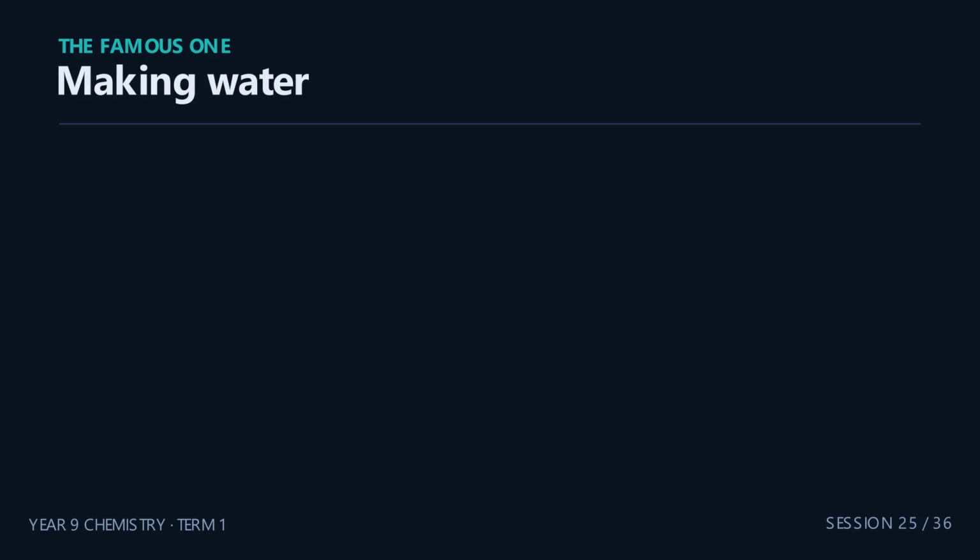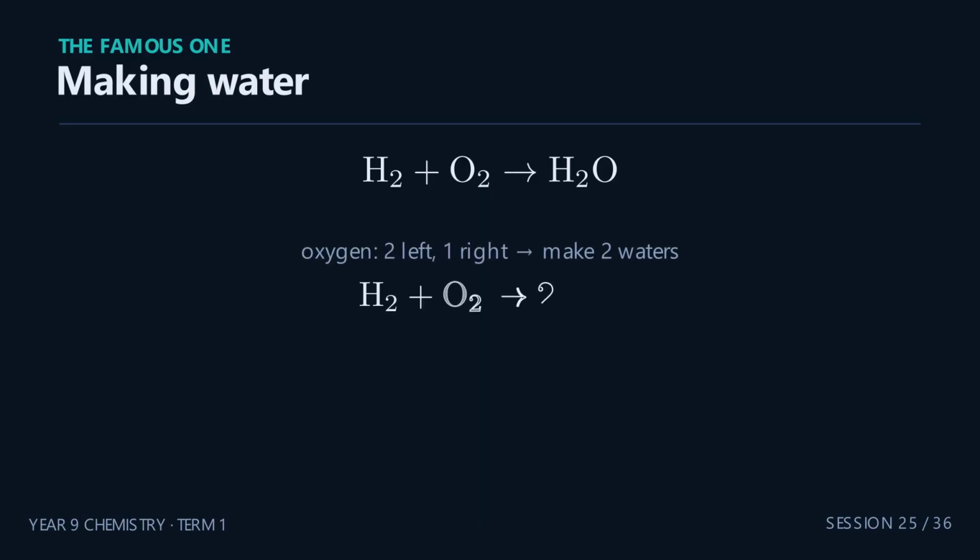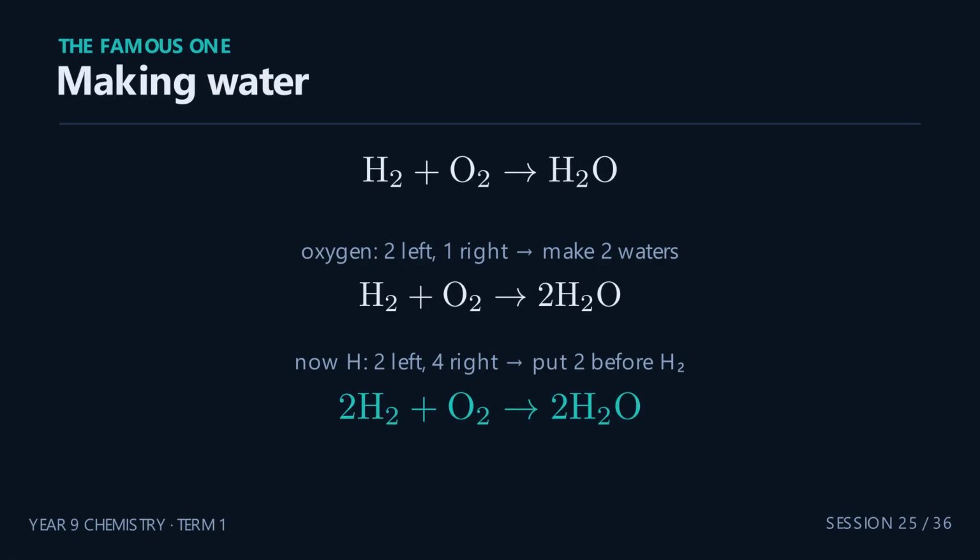Let's do the famous one, making water. We start with H2 plus O2 gives H2O. Look at the oxygen, 2 on the left, only 1 on the right. So make 2 waters, a 2 in front of H2O. That fixes the oxygen, 2 each side. But now count hydrogen, 2 on the left, but 4 on the right. So put a 2 in front of the H2 on the left. Recount, 4 hydrogens each side, 2 oxygens each side. Balanced. 2H2 plus O2 gives 2H2O. A rhythm is emerging, isn't it? Fix one element, recheck, fix the next.